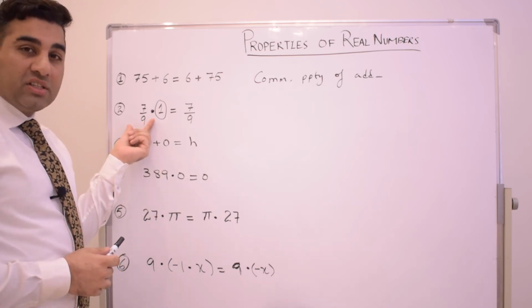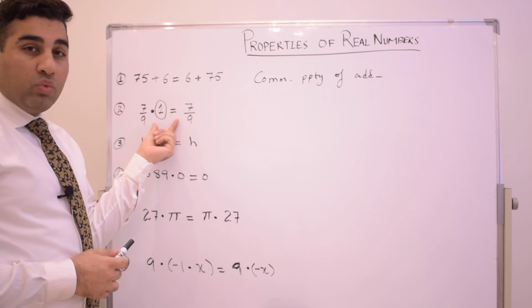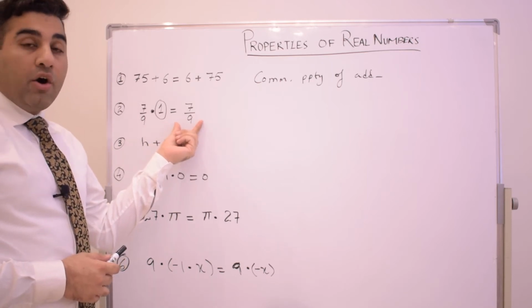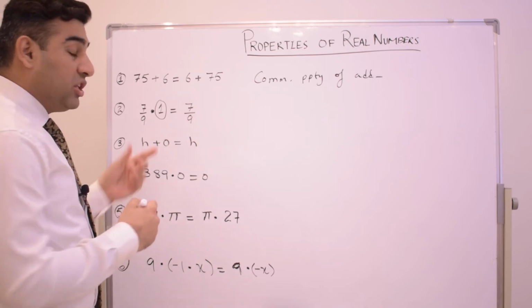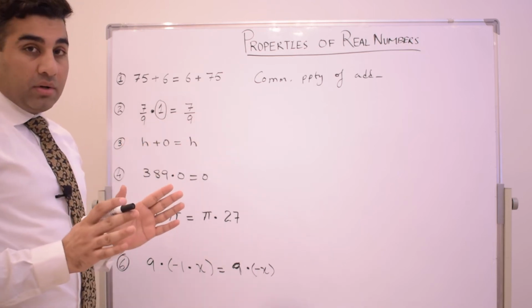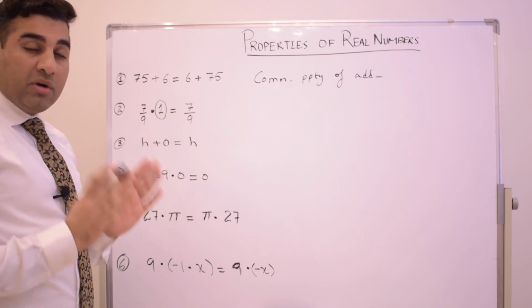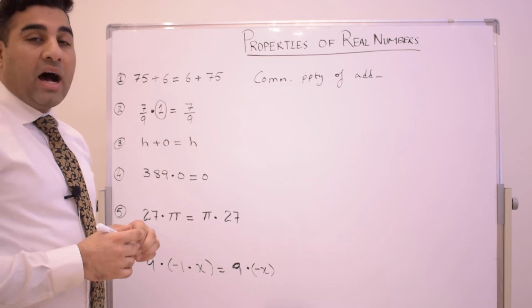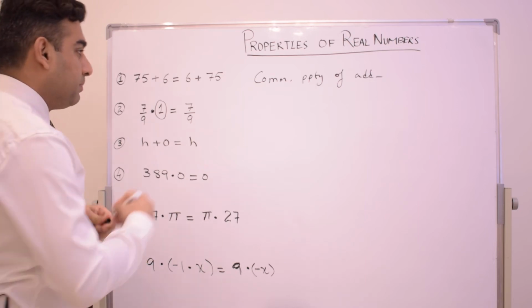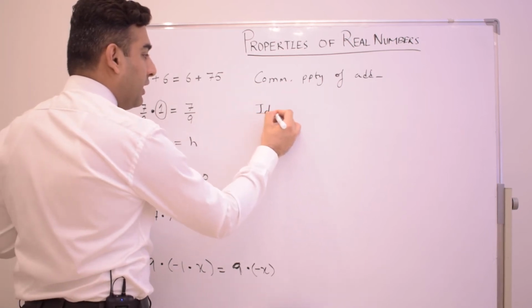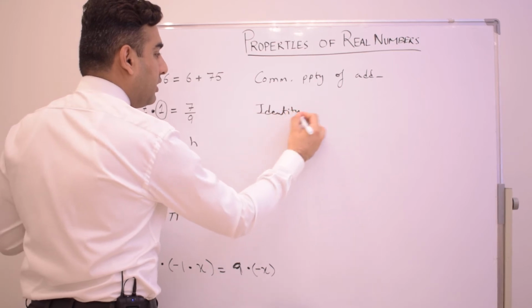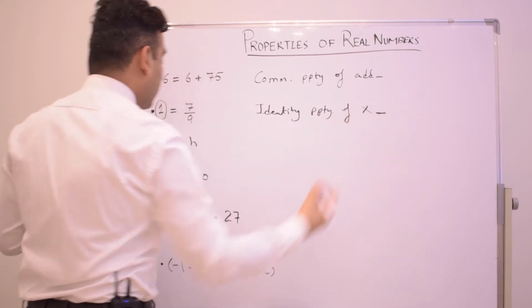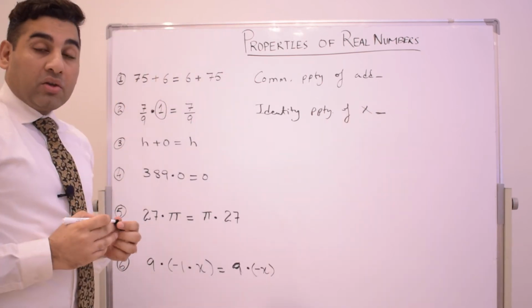7 over 9 on this side, you can see when it is going to multiply with 1, the same answer 7 over 9 comes. So this is called identity property of multiplication, and this will hold with any real number. If you are using 1 and you multiply with any real number, this property will hold, and this property is known as identity property of multiplication. So right here, identity property of multiplication.